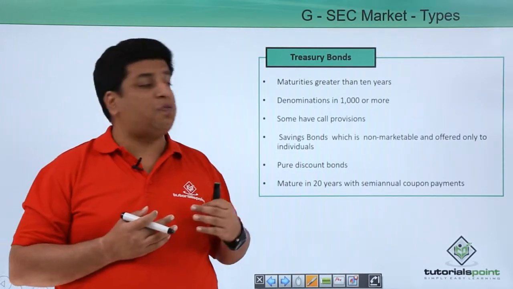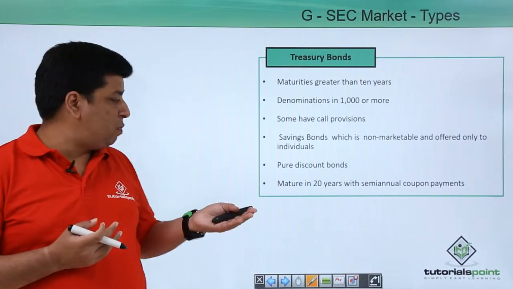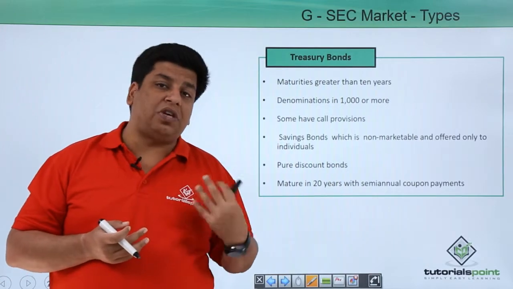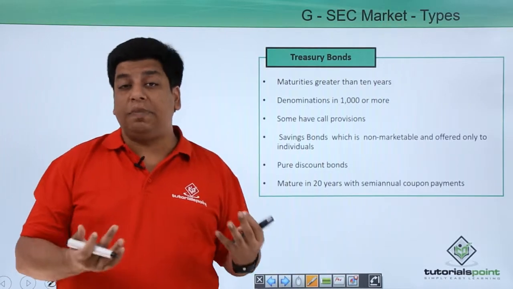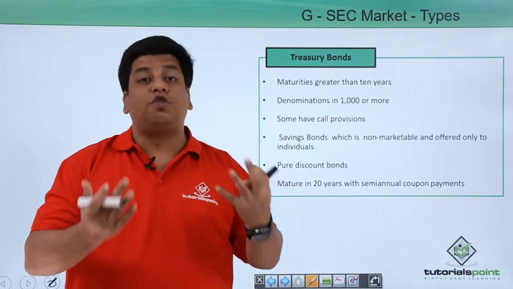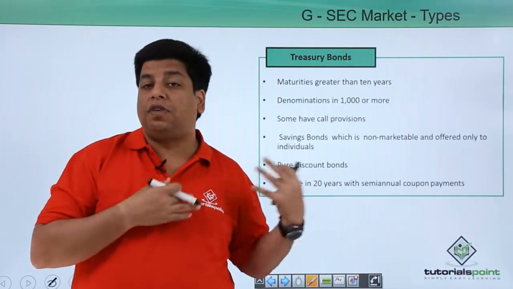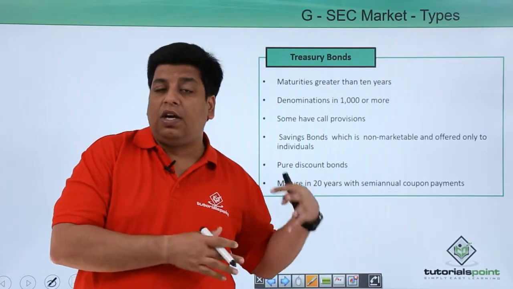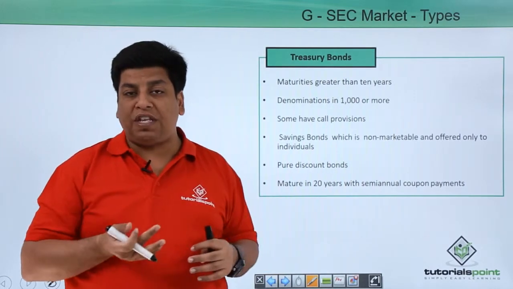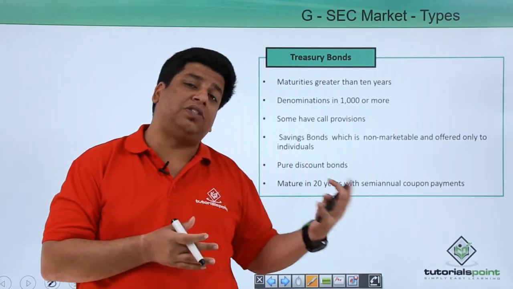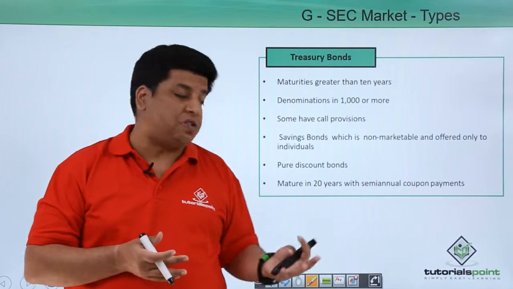Next is your Treasury Bonds, where the maturity is more than 10 years. It could be 10 years, 20 years, or 30 years. But some of these Treasury bonds have call provisions. That means they are callable bonds. The government can ask the investors to submit the bonds back even before maturity and pay them the required amount at face value. The government wants to save on the interest part, which it would otherwise have to pay for the subsequent balance years.